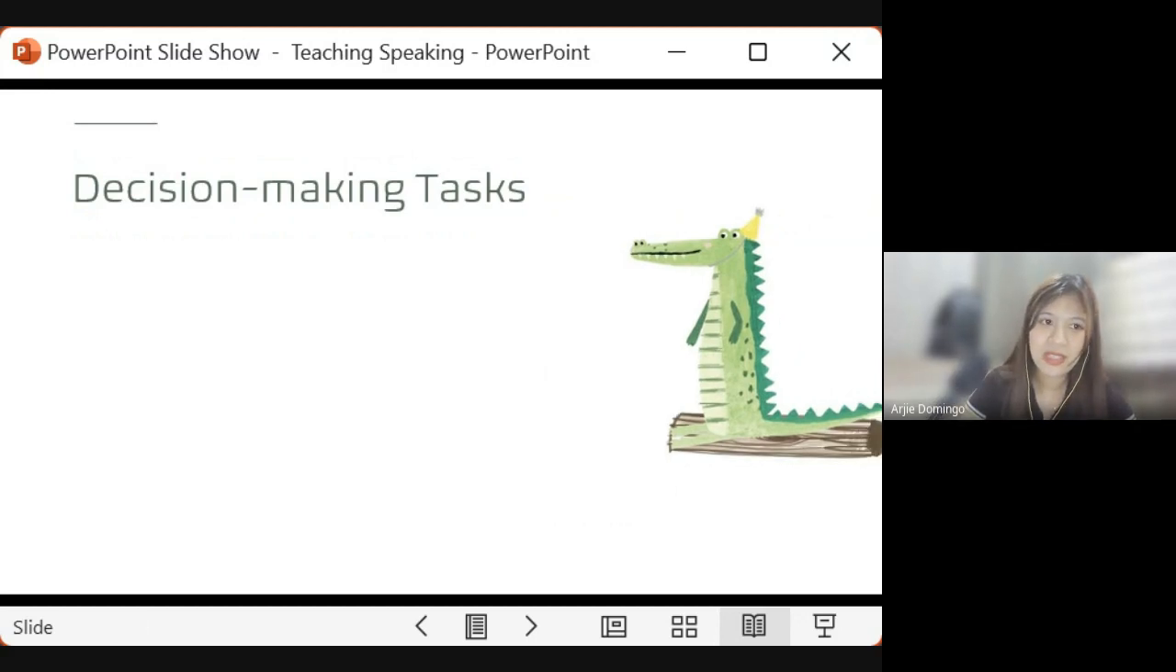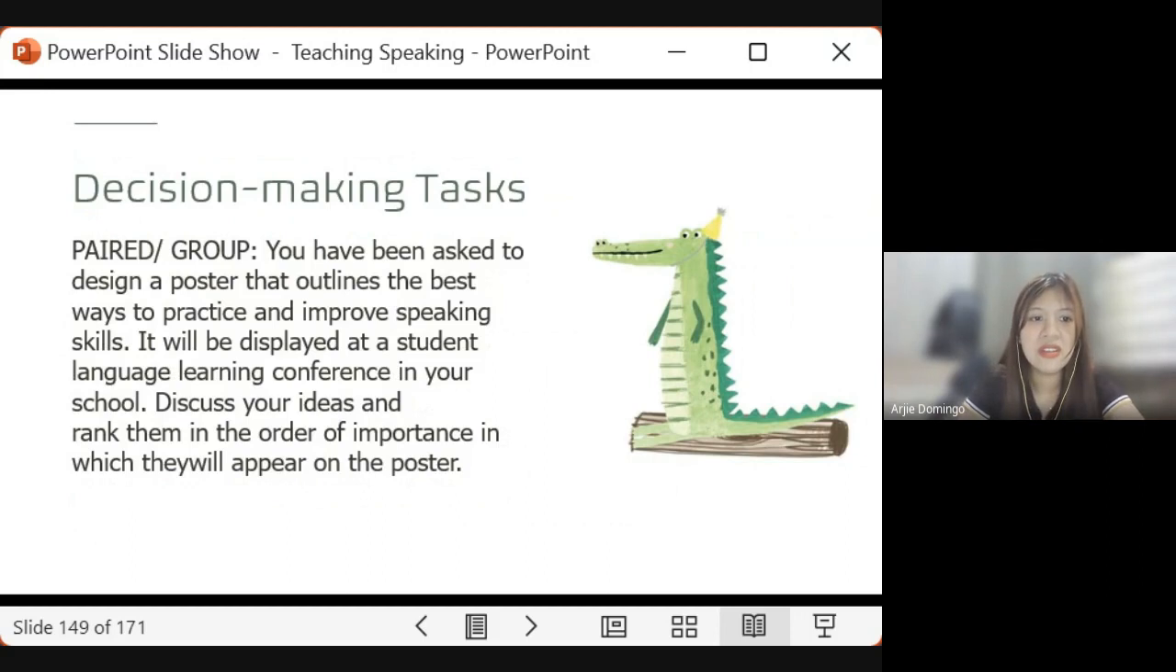All right. And for the group or paired, of course, there would be a group of students deciding particularly for a specific thing or a specific context. Example, you have been asked to design a poster that outlines the best ways to practice and improve speaking skills. It will be displayed at a student language learning conference in your school. Discuss the ideas and rank them in the order of importance in which they will appear on the poster. All right. So that's also an example of a decision making task.